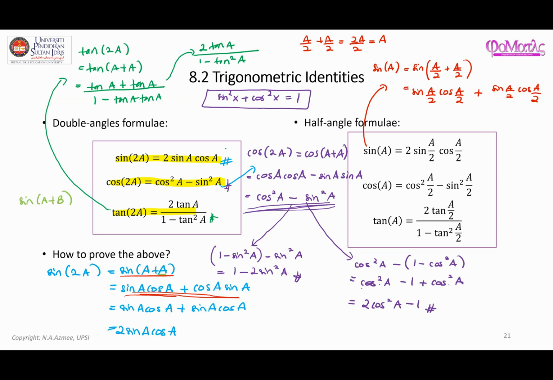Now because these are the same term, we can actually add them up. So that will be 2 sine A over 2 cos A over 2. And for these two here, I believe you can do it on your own, and you can just follow the steps which I have shown you just now.